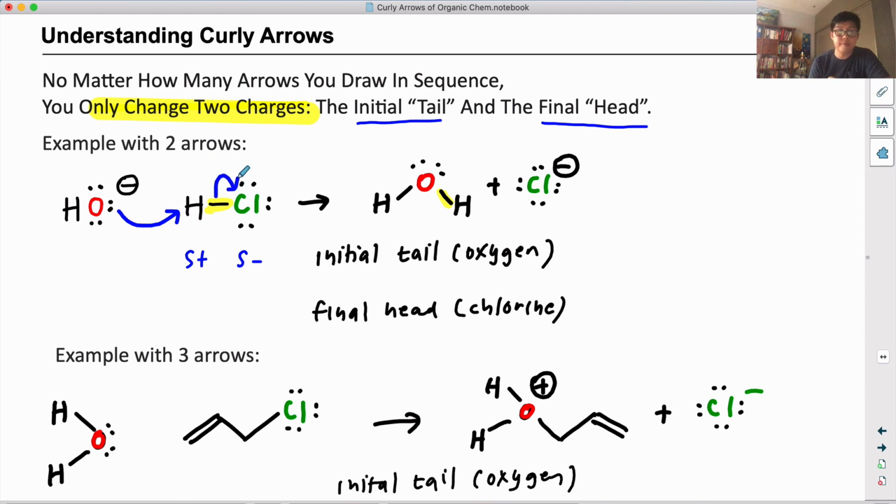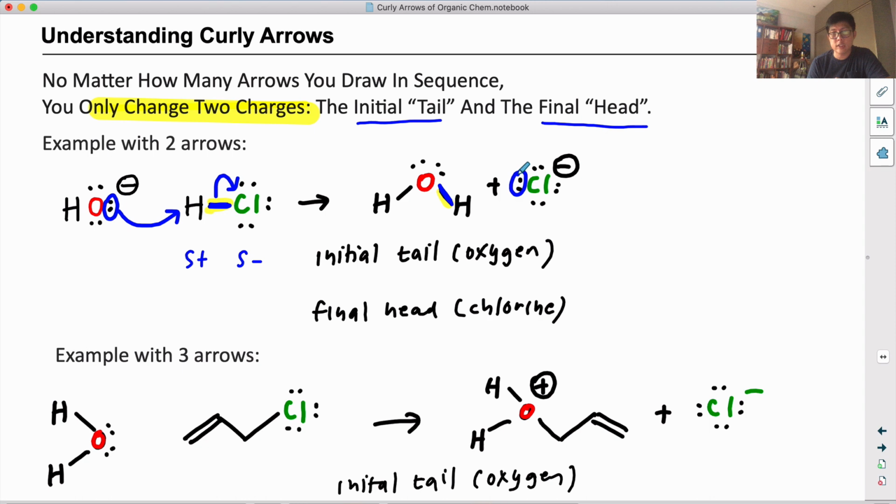So you can see that the lone pair on the O became a bond pair. So lone pair becomes bond pair. And this one, the bond pair on the HCl became a lone pair on the Cl. So it fits the rule.